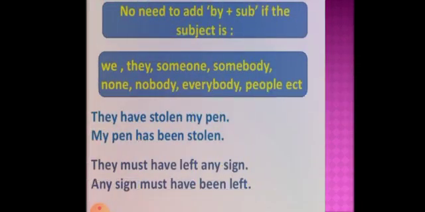Then, no need to add by plus subject if the subject is we, they, someone, somebody, none, nobody, everybody, people. For example, they have stolen my pen. My pen has been stolen. There is no need to write by them. They must have left any sign. Any sign must have been left. There is no need to write by them.